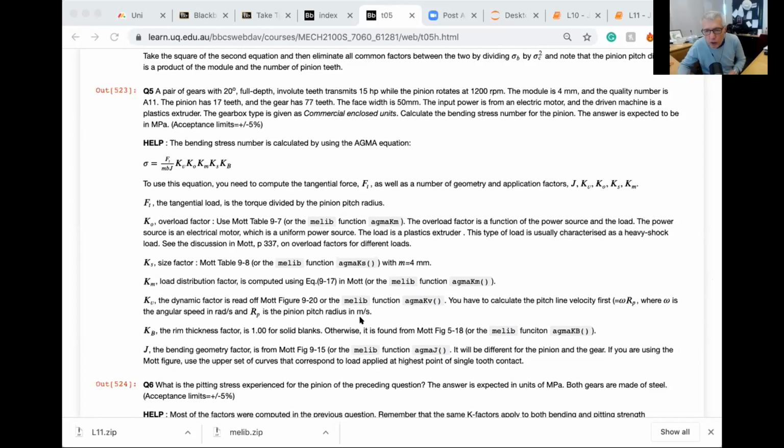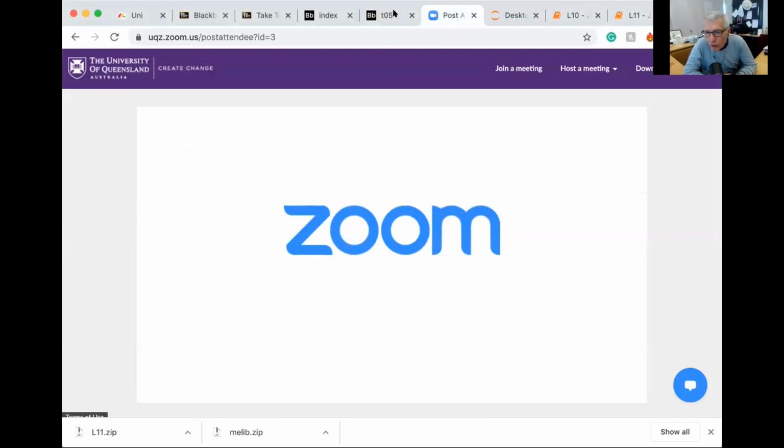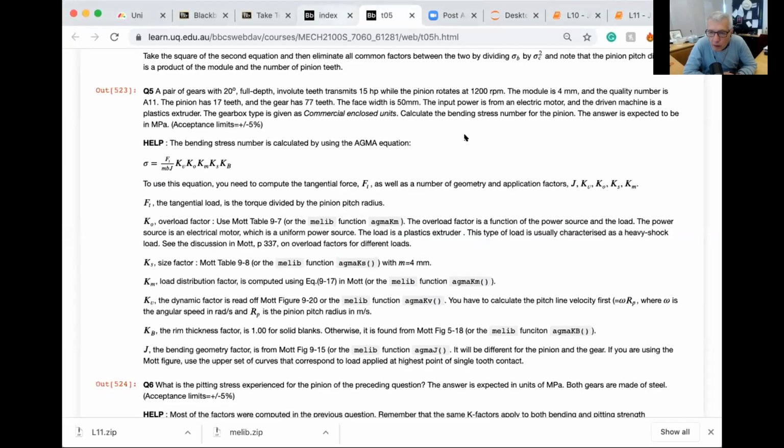Load distribution, which determines how the load is distributed over the face width. I got 1.654. That's wrong. That's significantly wrong. I mean, that's wrong by almost like 30%. And that, of course, sways the whole result. Anyway, Kv, dynamic factor: 1.173. That's also wrong.